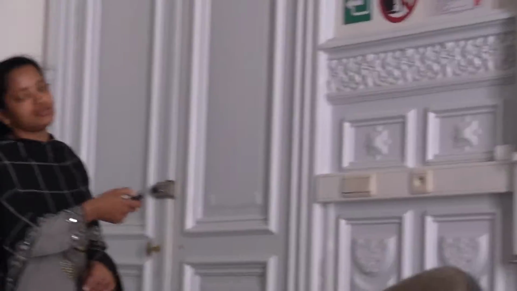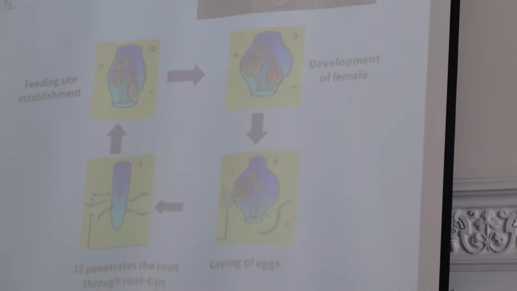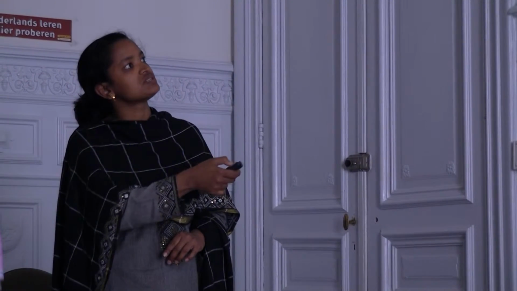They have four different stages in their life cycle. It's called juvenile 2, 3, 4, and adult. The second stage juvenile penetrates the root through the root tips. After penetration, they develop by establishing a special feeding site. This process results in a typical hook-like structure called a root knot. The adult females lay their eggs inside or outside the root, and juveniles hatch from their eggs and reinfect the same root.